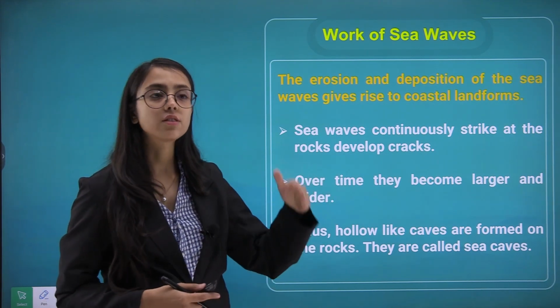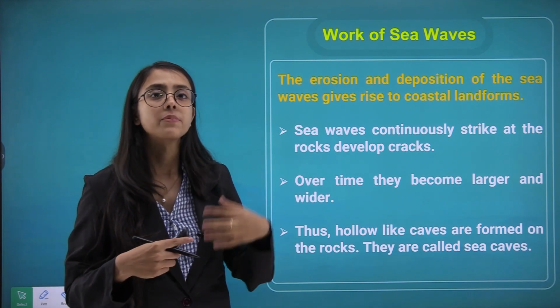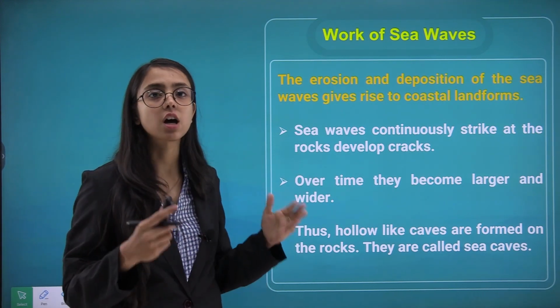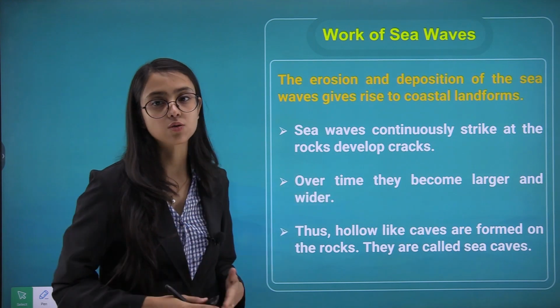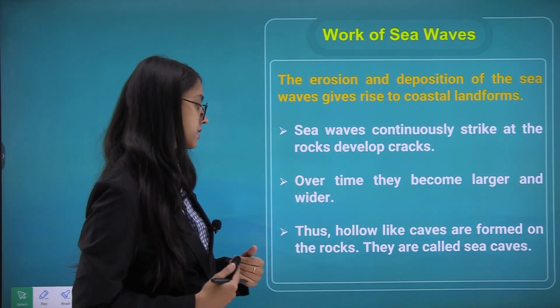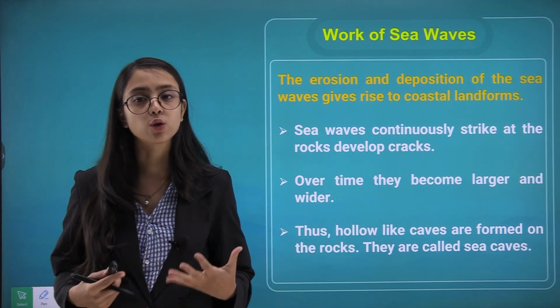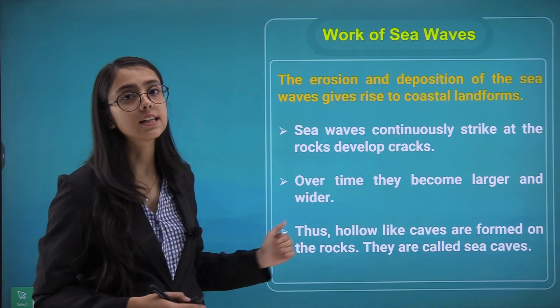These rocks further get broken down and they form plain layers or rough surfaces, and they start to settle down, get deposited. Over a time, they become longer and larger in size. Thus, a hollow cave-like structure is sometimes formed on rocks, and they are called sea caves.